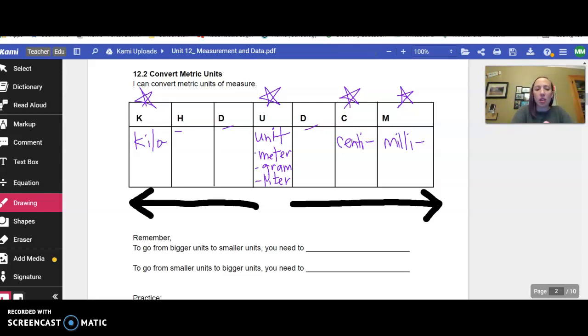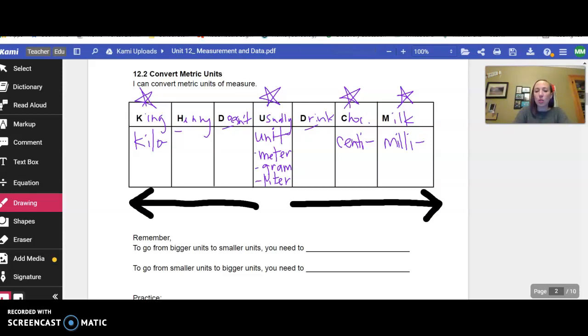Someday you can remember the little saying, King Henry doesn't usually drink chocolate milk. Sorry, it's a little messy. That's a way to remember the order. Again, we're skipping some of them. It's like hecto, deca, and deci, but we don't see those in 5th grade.